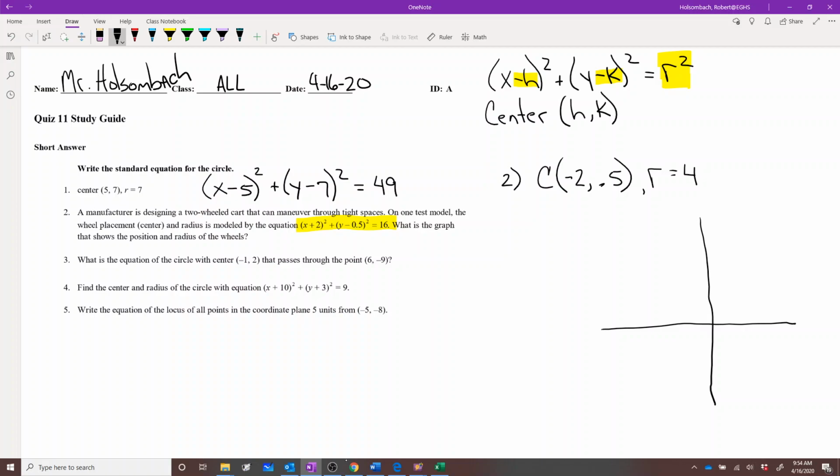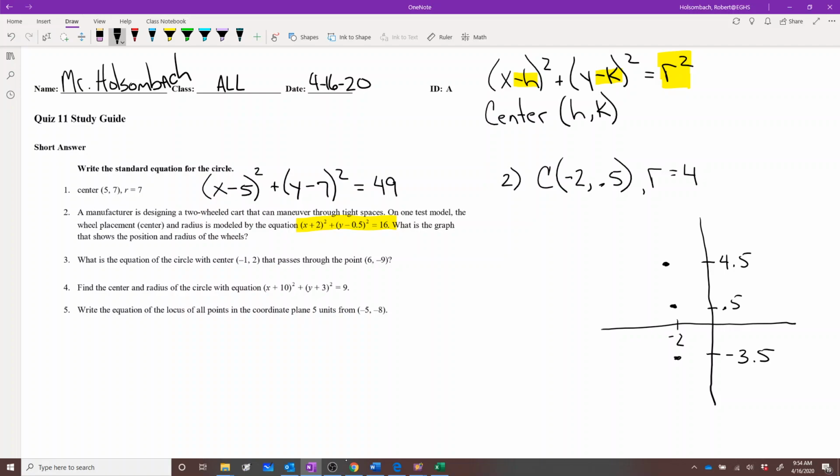So our center is going to be at −2 and 0.5. So we're looking for a center right around here. Now, the next key is going to be the size of the circle. The circle is going to have a radius of 4. So the top of this circle is going to be 4 units above 0.5, so we need to make sure that that's at 4.5. And the bottom of this circle is going to be 4 units below 0.5, which would be at −3.5.